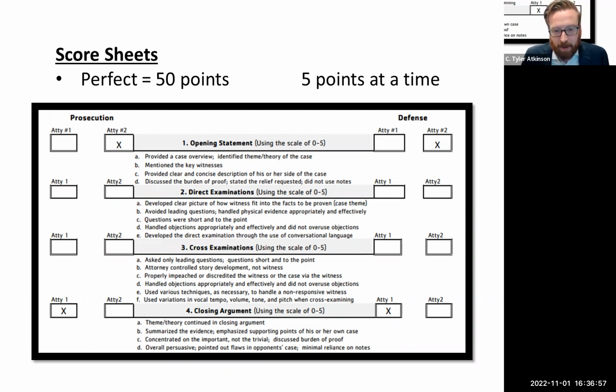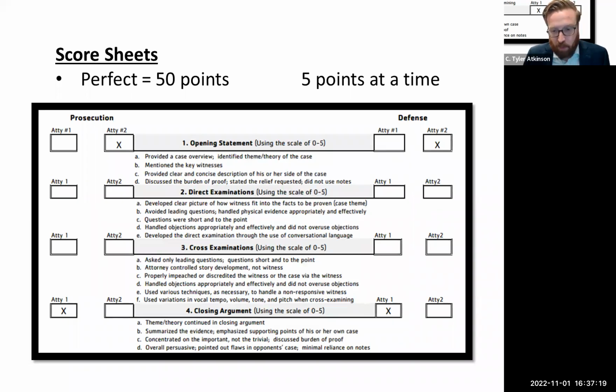You are ready to control story development. In your closing argument, did you do these things? So points here are important to note. There's 50 points to a perfect score. It's not what you're striving for, but that's the ultimate. If you get 50 points, that's a perfect score.